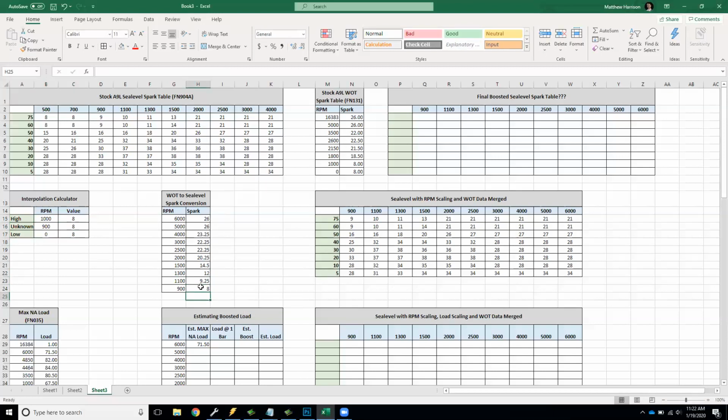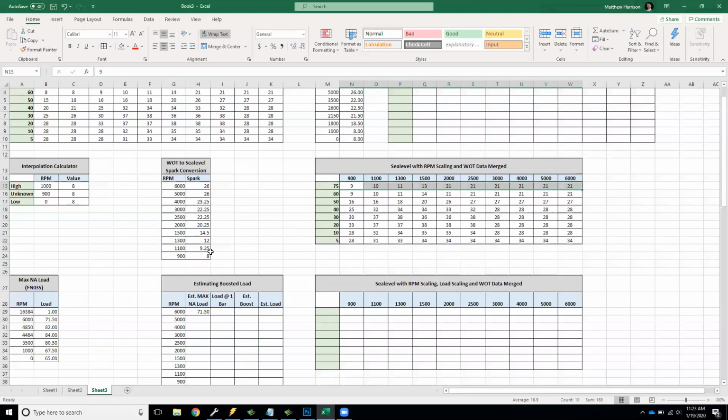Okay, so that's a lot of stuff to go over. But now what we have is we've essentially created a new flavor of the wide open throttle spark table, but one that uses our exact points and that we're going to use for our sea level table. Okay, so that was a pretty good exercise to go through. So now we need to modify some of these top numbers in here to reflect these values. And I just want to kind of review something here.